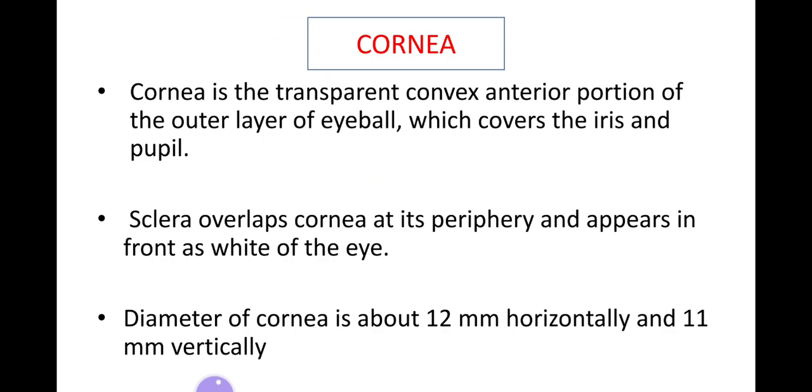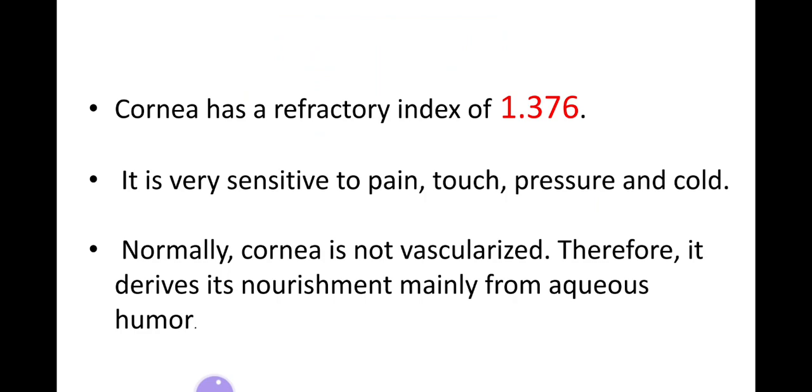Cornea. Cornea is the transparent convex anterior portion of the outer layer of the eyeball which covers the iris and the pupil. Sclera overlaps the cornea at its periphery and appears in front as the white of the eye. Diameter of cornea is 12 mm horizontally and 11 mm vertically.